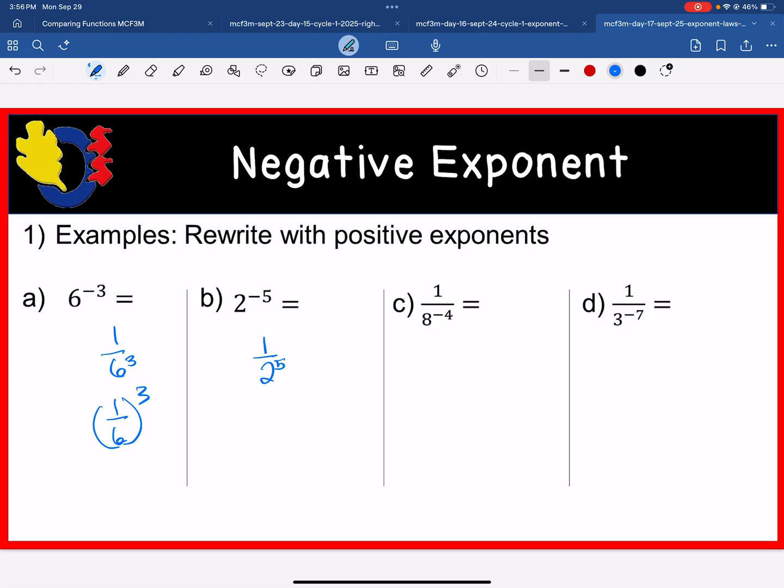This next one with the 8 to the exponent negative 4 in the denominator, we just have to move the position. So if it's in the denominator and it's negative, we move it to the numerator and change it to be positive. I could have written this over 1, but I don't need to write that. So 8 to the exponent 4 is it. Okay, so next, 3 to the exponent positive 7 is the answer.